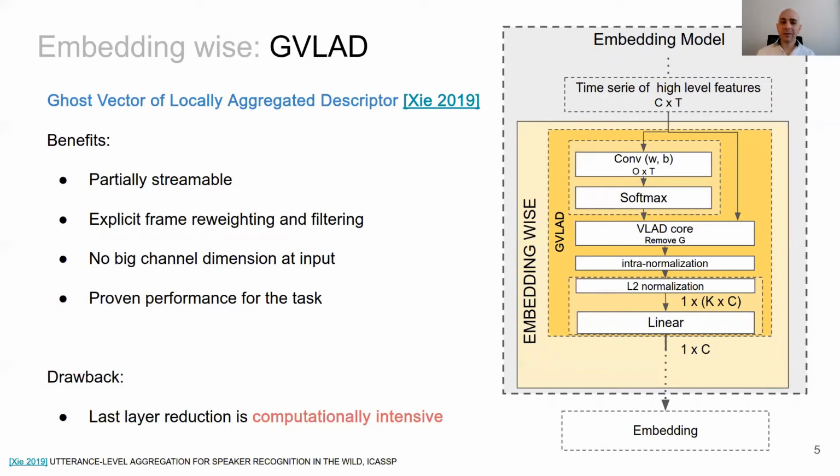Now, embedding-wise, we first need to aggregate the time dimension. To this purpose, we select GVLAD, the Ghost vector of locally aggregated descriptors, that was first proposed by Xie et al. in 2019 for the speaker recognition task. It has several benefits. First, it's partially streamable, contrary to attentive pooling, for example. It's explicitly able to reweight frames and filter them so that it can completely ignore part of the reference. There is no big channel dimension at input, contrary to, for example, statistical pooling. And proven performance for this task is observed. The main drawback, though, is that the big last layer reduction is computationally heavy and does not fit our constrained budget.